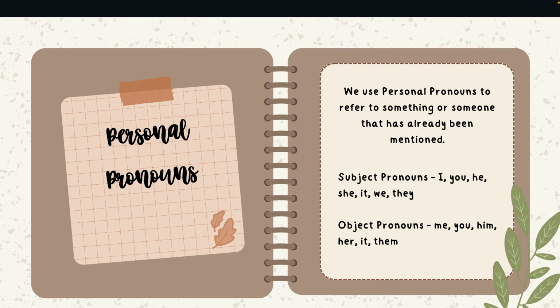Now, personal pronouns, we use personal pronouns to refer to something or someone that has already been mentioned. Now, for subject pronouns, we have the pronouns I, you, he, she, it, we, they. For object pronouns, we have me, you, him, her, it, them, right?